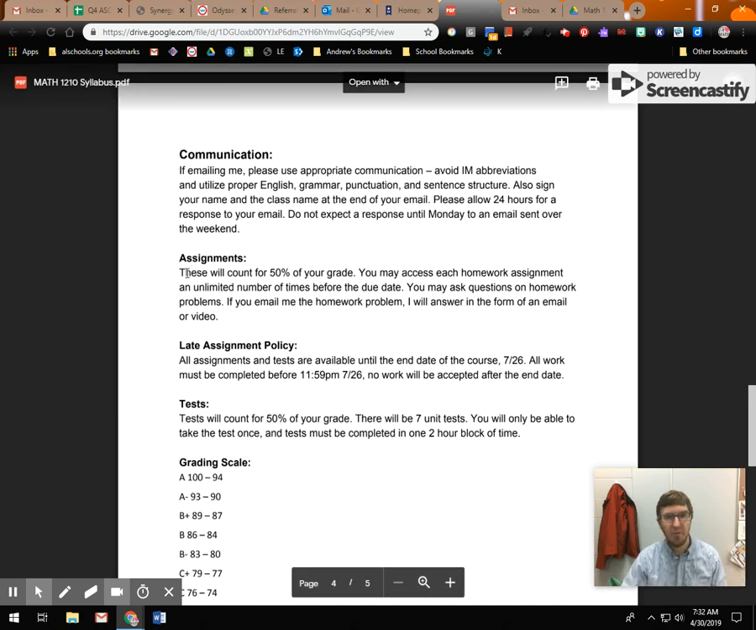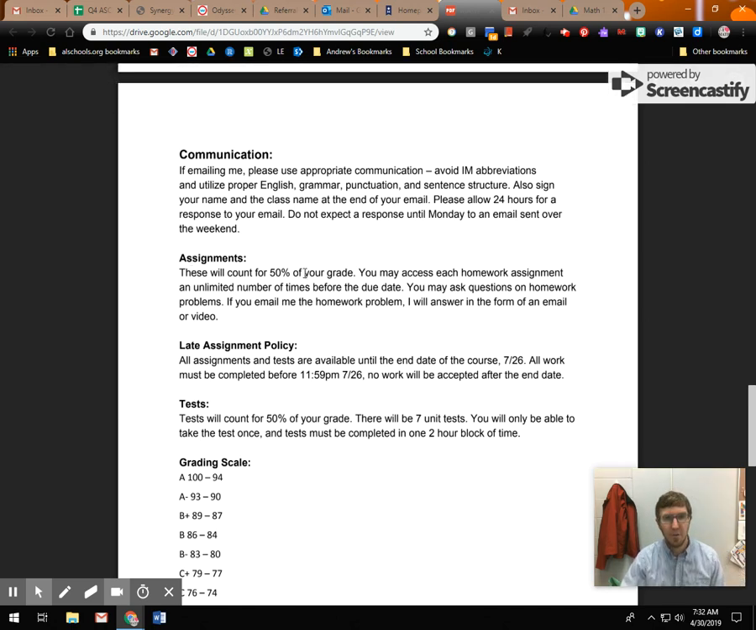Assignments do count for 50% of your grade. You need to do the assignments. That'll make more sense as you get into the class why I'm emphasizing this, but you do need to do the assignments for 50% of your grade. You get an unlimited number of times to try the assignments. There should be no reason to not get 100% on your assignments because you have an unlimited number of tries to get those problems right before the due date.